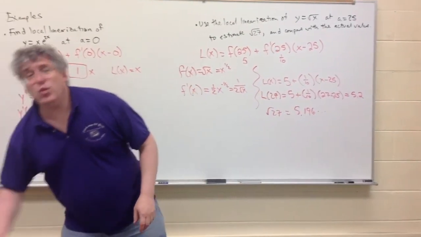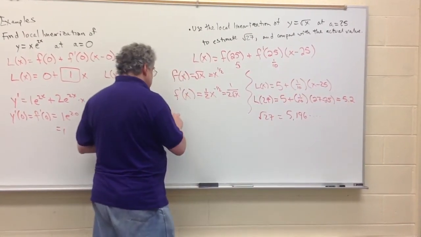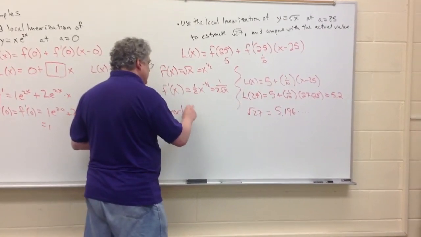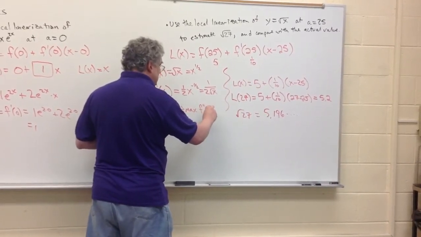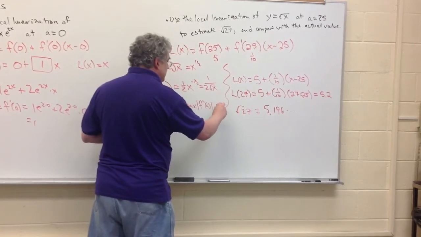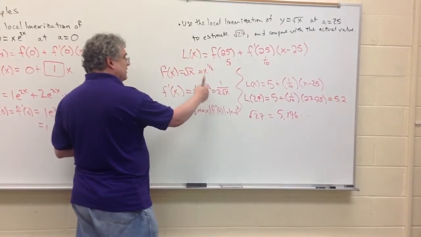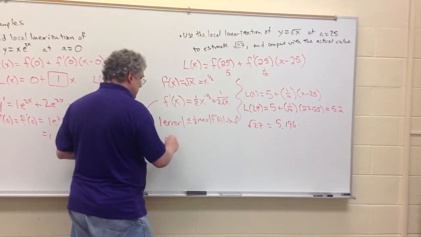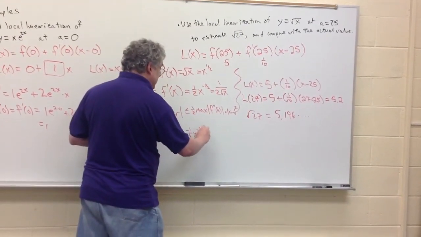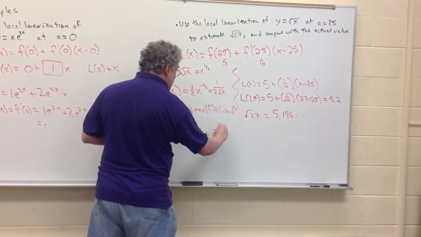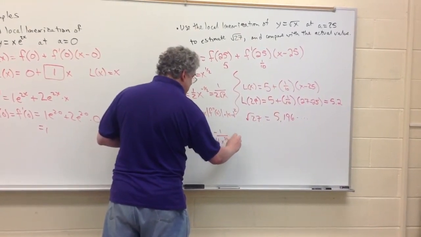So an interesting question: how close would the formula actually predict it to be? Let's do the error bound. Remember, the error bound says the error, whatever it is, has to be less than 1/2 times the max of the second derivative in absolute value times the distance you are away squared. Now, the second derivative would be the derivative of this one. Take the derivative of that, you get minus 1/4 x to the minus 3/2, or minus 1 over 4 x to the 3/2. Might as well just use it that way.